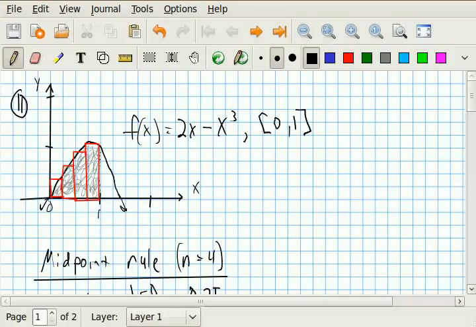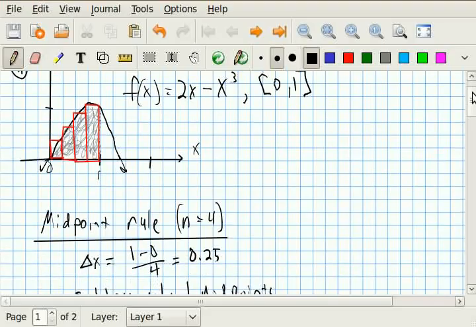With 4 rectangles, we're taking that interval from 0 to 1 and chopping it into 4 pieces. So delta x, that's the width of each rectangle, is going to be 1 minus 0, just the difference in my endpoints, divided by 4, since I'm using 4 rectangles. So that's 0.25. That means each one of these rectangles is going to be 0.25, or a quarter of a unit wide. That makes sense. The whole interval is 1 unit wide, we use 4 sub-intervals, so they're going to have to be a quarter unit wide each.